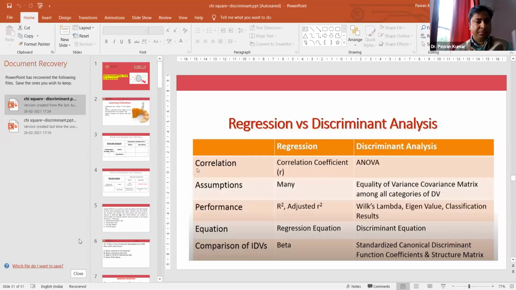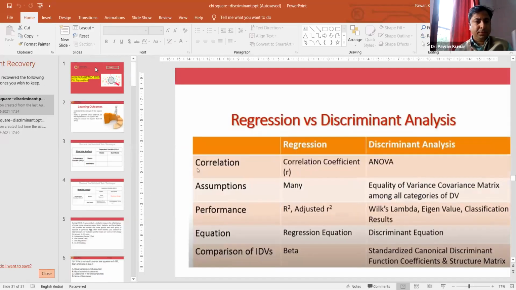So can I share the screen first? Let me share the screen. Okay. Just a moment. Okay. Right. Can anybody tell me, is the screen visible to you? Yes, sir. Is it visible?